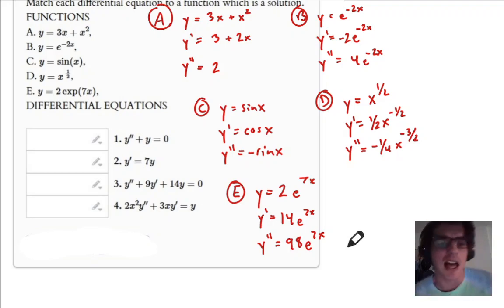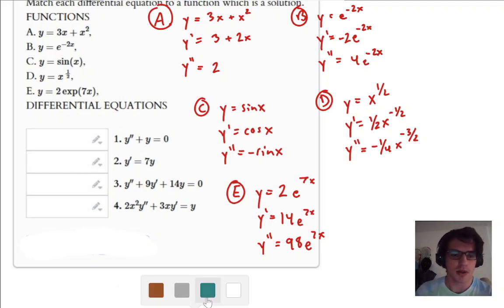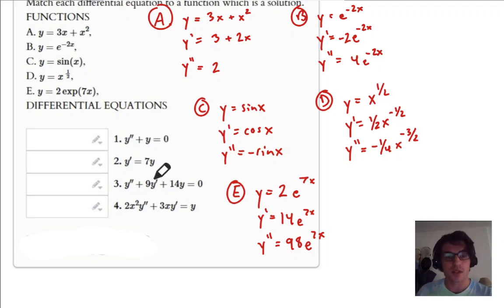Okay, so this is a lot, and there's a lot to plug in here. So let's try to do this as intelligently as possible. How do we do that? Well, if we look at 1, y double prime plus y equals 0. This is a good place to start. So the second derivative plus the function equals 0. So let's just kind of look through. The function plus the second derivative is 0. Not A, not B. C looks good. If we plugged in sine x for y, negative sine x for y double prime, this would equal 0. So we know it's C. So now we can stop looking at C.